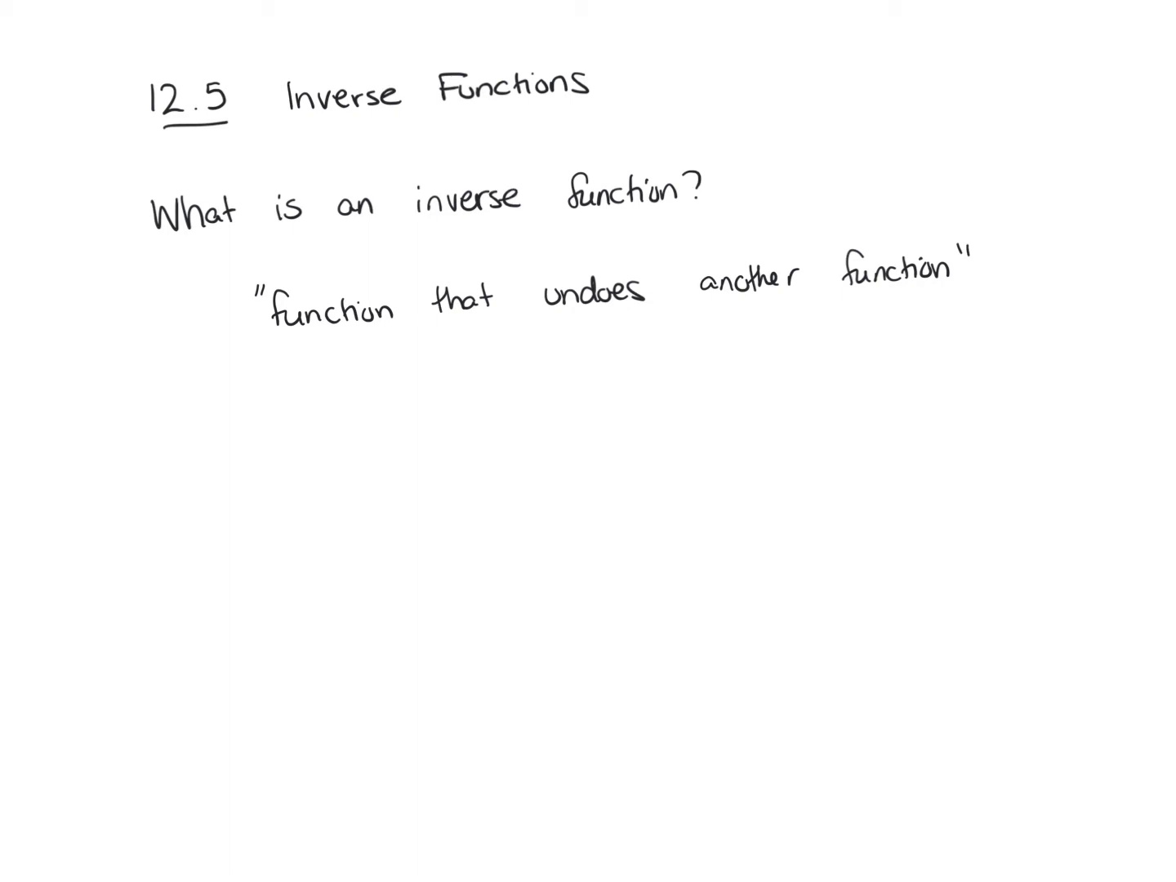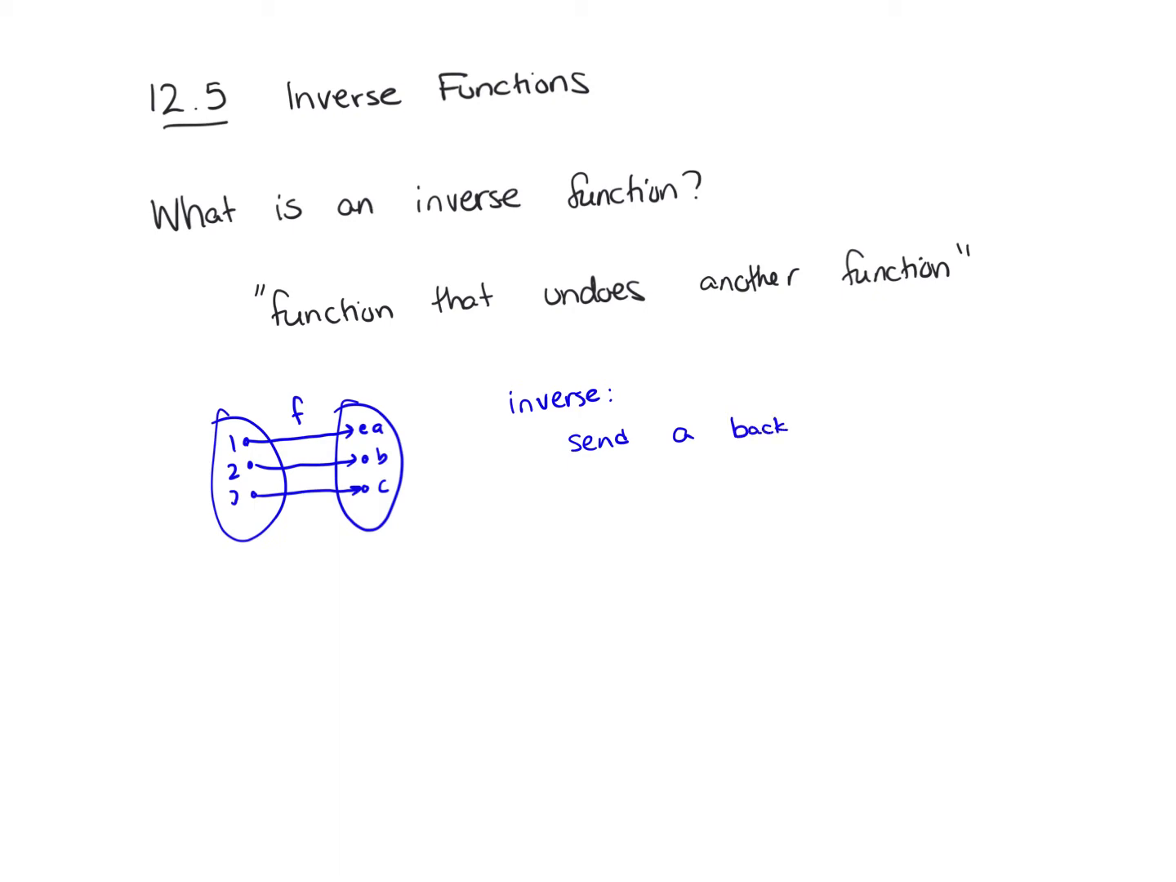Let's think about it in terms of our potato diagrams. If I have a function f, and let's say it sends 1 to A, 2 to B, and 3 to C, so it's nice and easy, then my inverse function should send A back to 1, B back to 2, and C back to 3. So it's going to basically reverse the arrows.